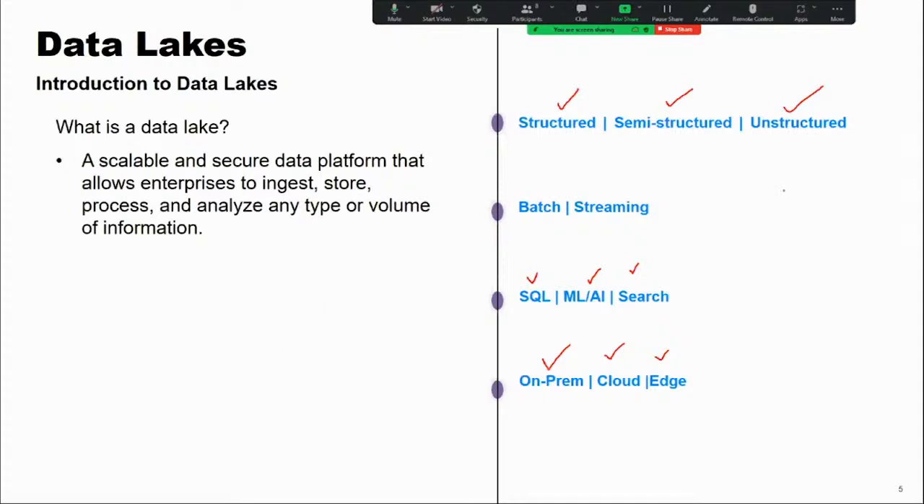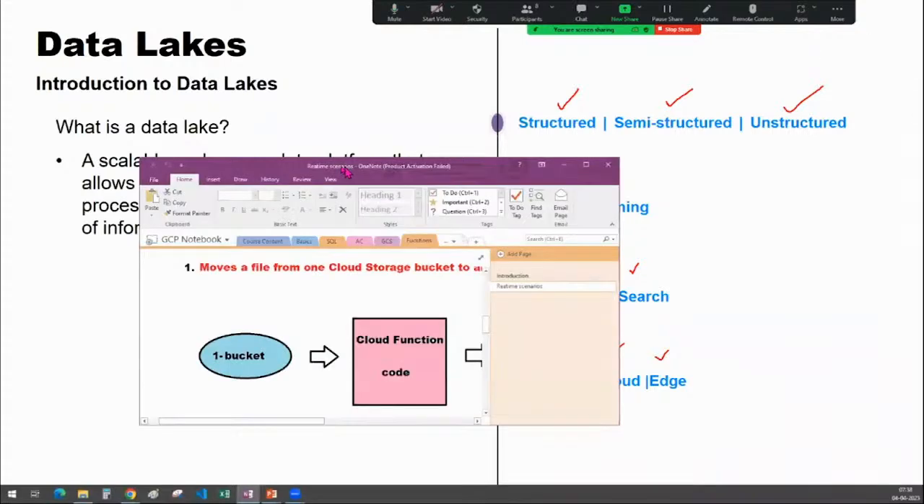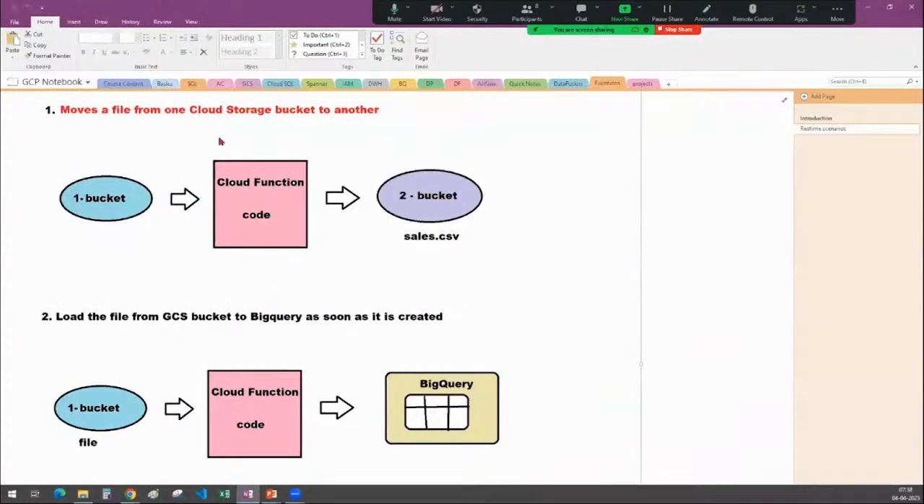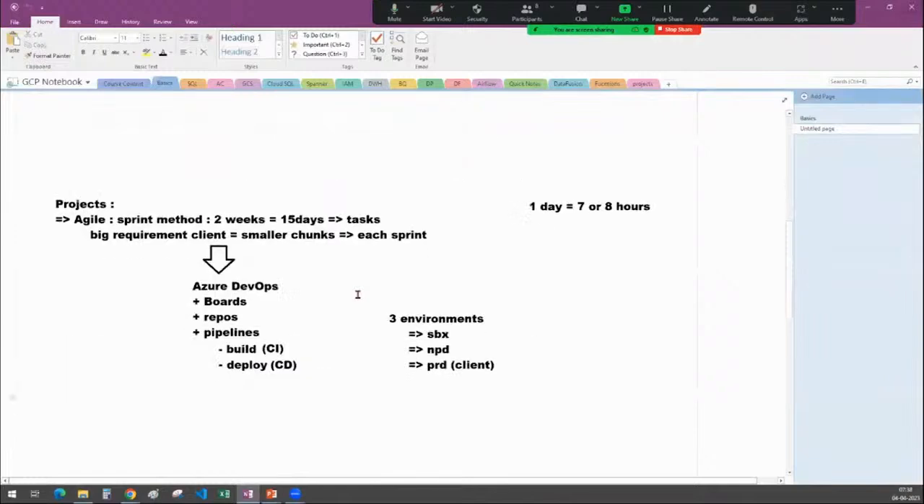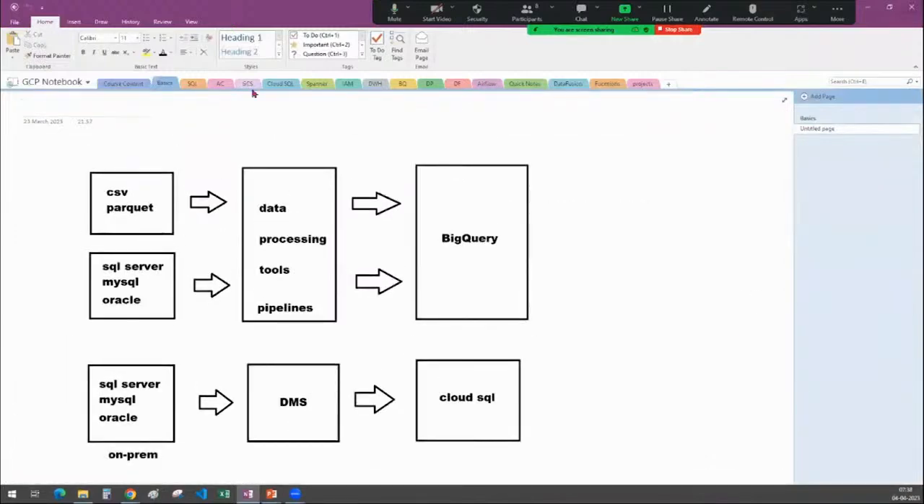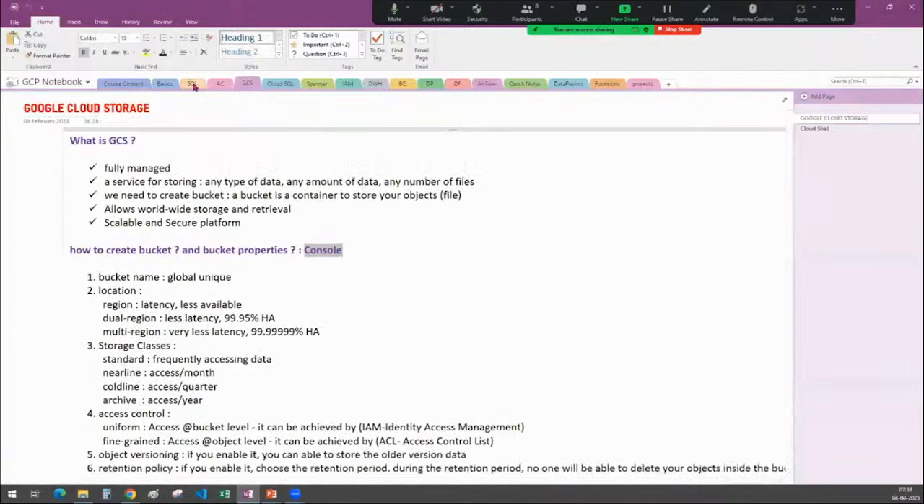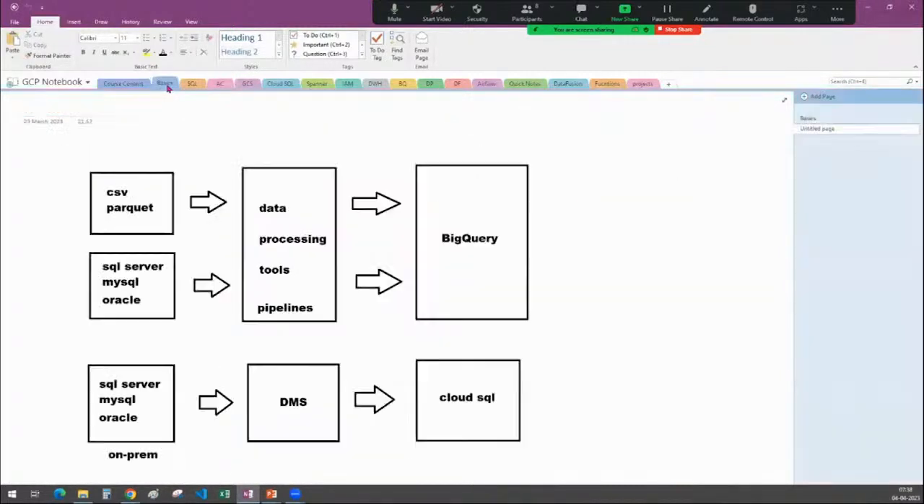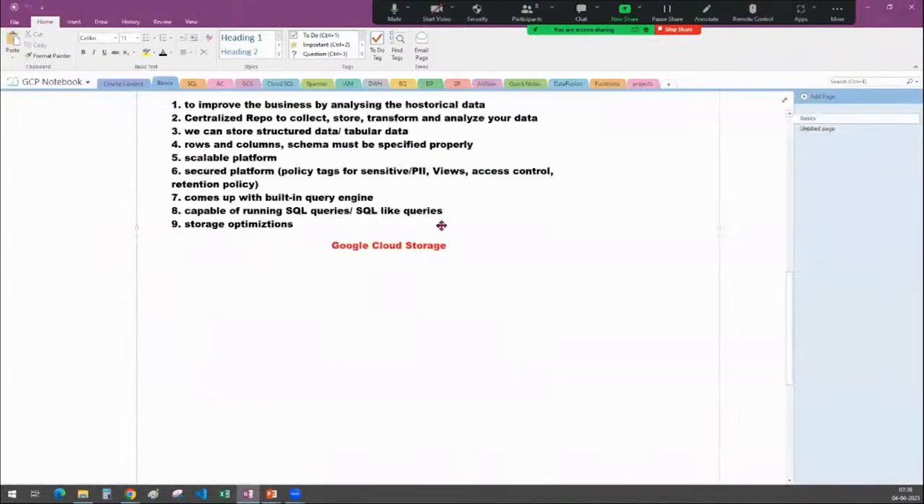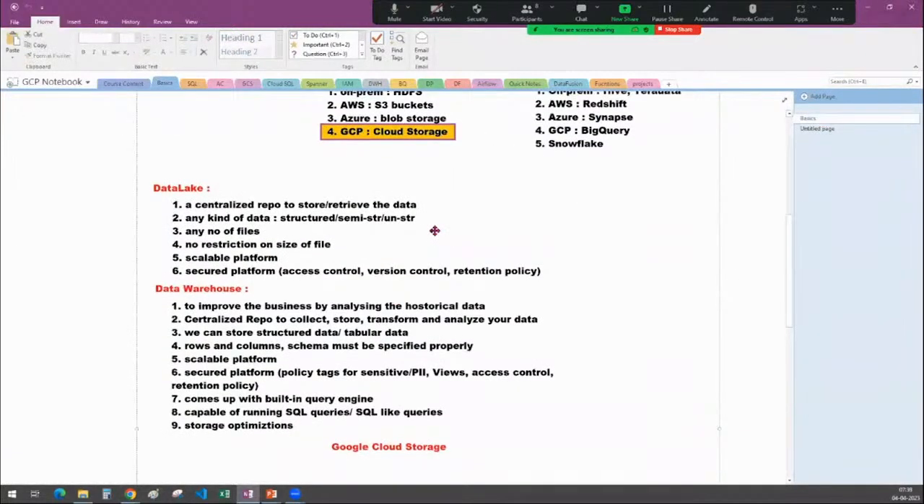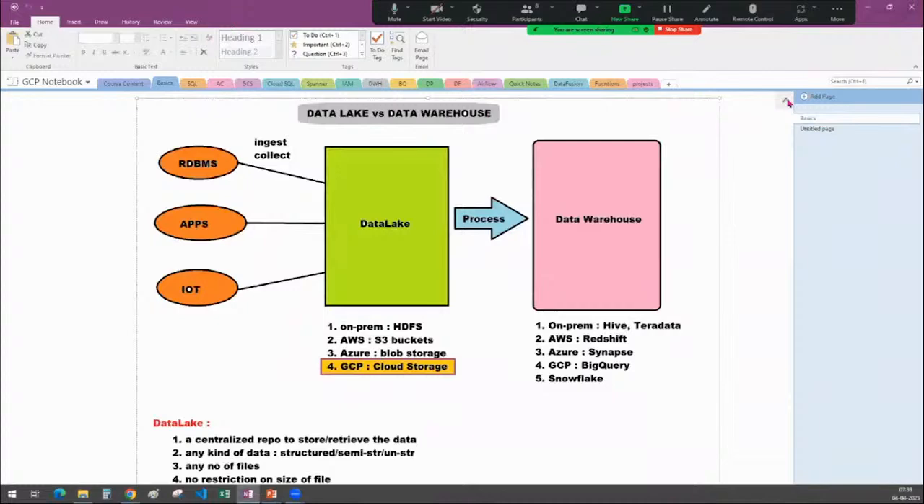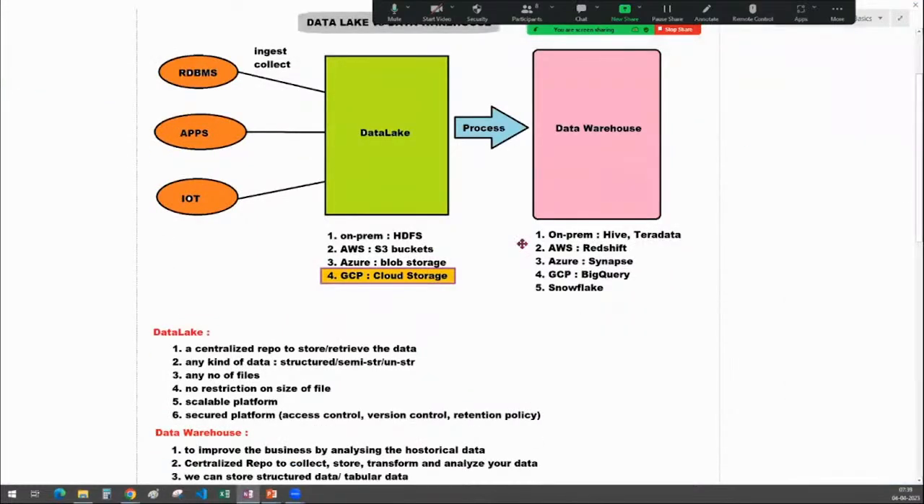Let me try to tell you what a data lake is from my notes. This is my notes, guys. Okay, basics. Yeah, so this is what a data lake is. I hope you guys can see my screen clearly.